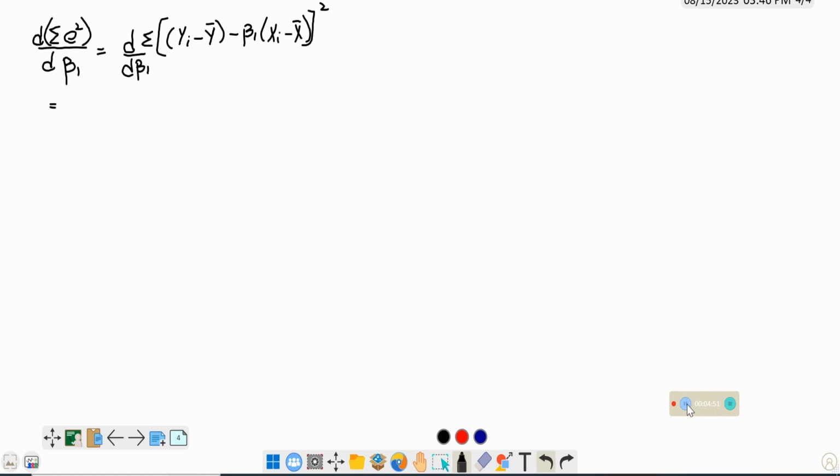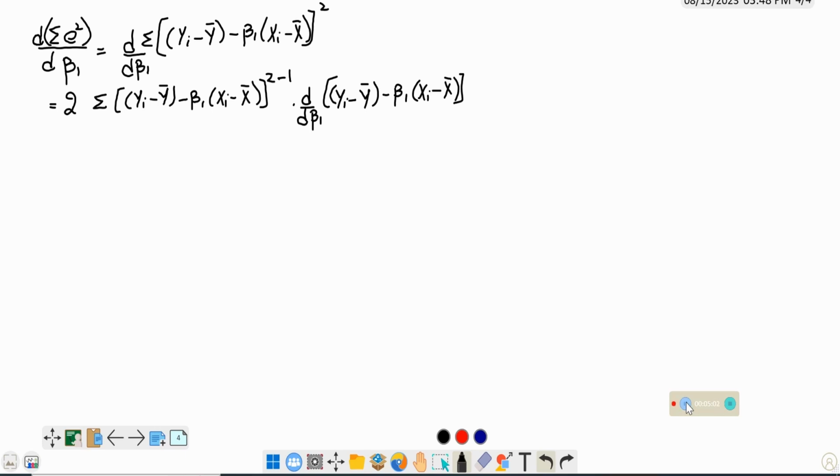Bring the power into the base, write the function and subtract 1 from the power, and then take the derivative of the function without power and set the resulting derivative equal to 0.